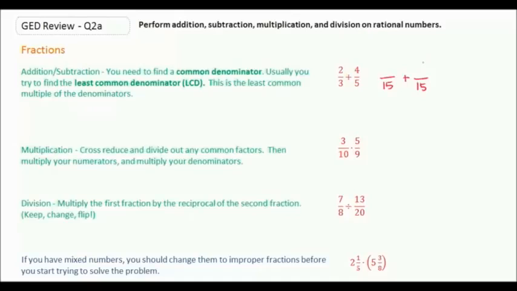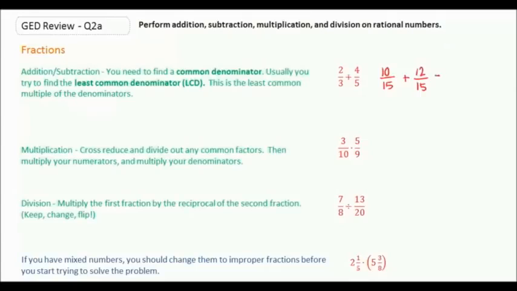But we need to change our numerators. We can't just leave them as 2 and 4. So what we're going to say is our original denominator was 3. 3 times 5 gave us the 15. So 2 times 5 gives us a new numerator of 10. For 4/5, 5 times 3 gave us 15. So 4 times 3 gives us 12.